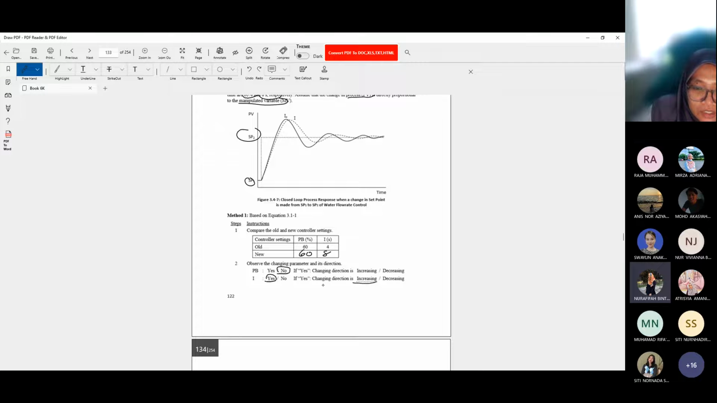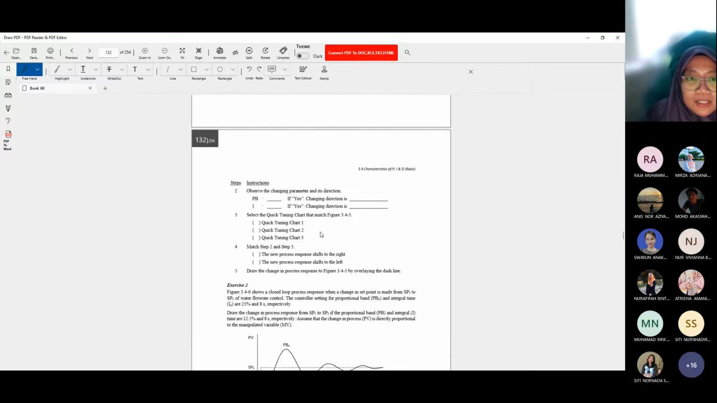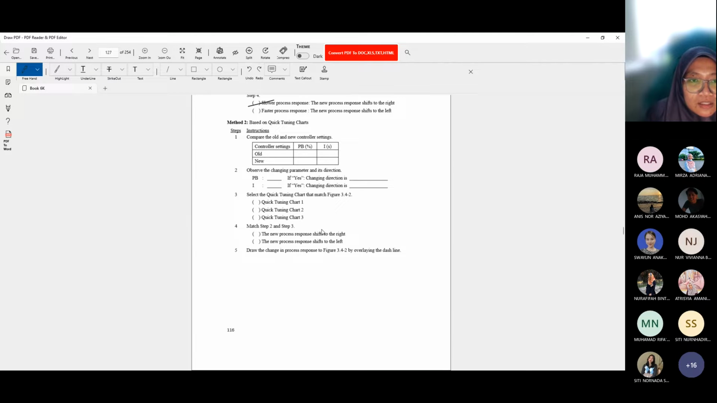Increment. So increasing, here. Okay, step number 3. We need to relate I to MV, based on equation 3.11. If you forget, we look back at equation 3.11.